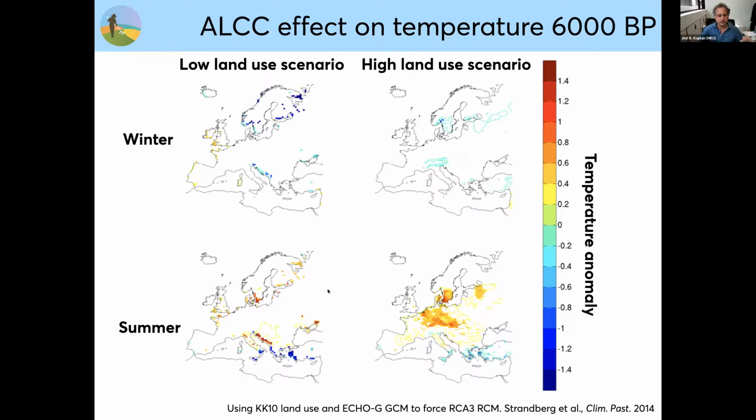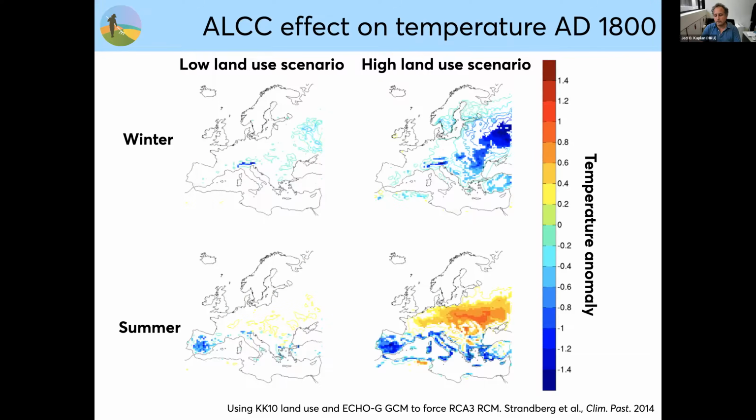In these different scenarios, what we can show is there is a real biogeophysical feedback from human land use on climate conditions. And we just focus on this right-hand column here. What we see is that during wintertime, this is at 6,000 BP, there's very little influence on climate, but during summertime, deforestation makes the climate warmer in the northern and central parts of Europe, for example.